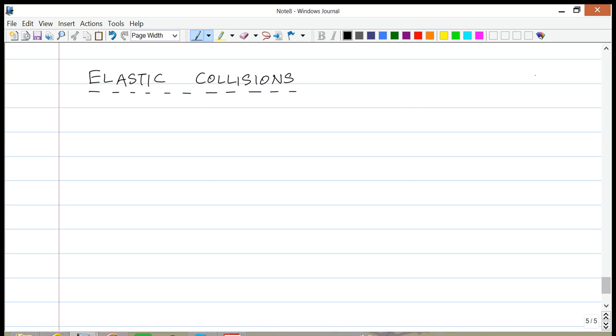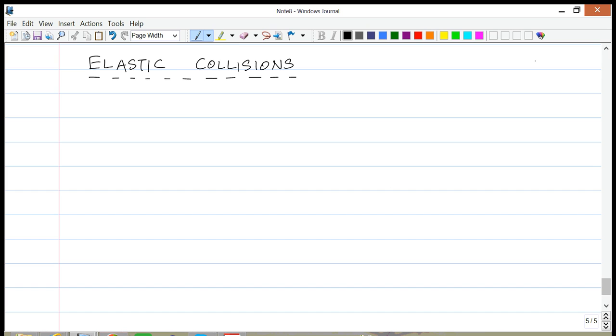Okay, so now we are ready to start talking about elastic collisions. Now some of the work here is going to be very tedious, so be patient, take your time, pause whenever you need to, and make sure you understand each of the steps.